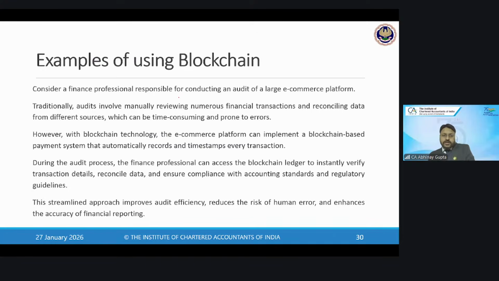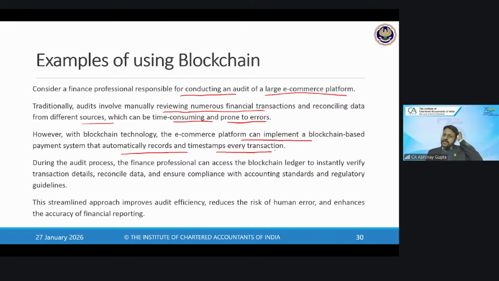Consider a finance professional responsible for conducting an audit of a large e-commerce platform. Traditionally, audit involves manually reviewing the numerous financial transactions and reconciling data from different sources, which can be time consuming and prone to errors. However, with blockchain technology, an e-commerce platform can implement a blockchain-based payment system that automatically records the timestamps of every transaction, right?